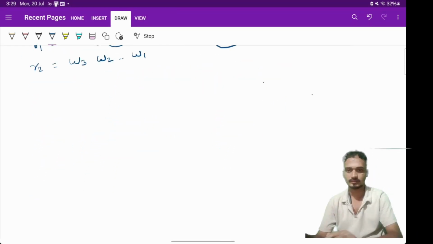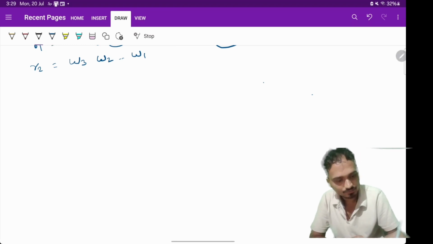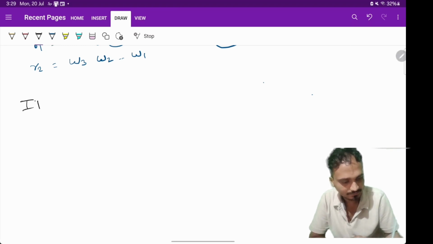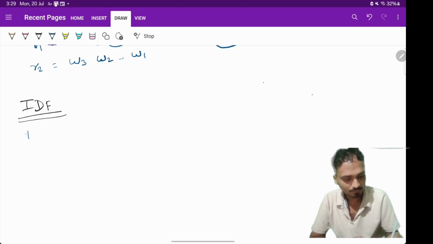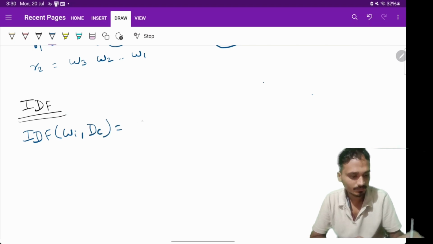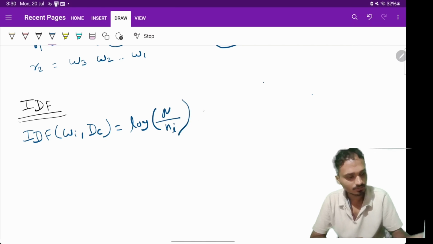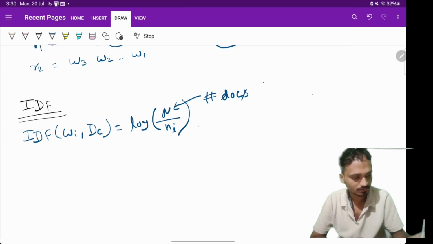Now let's see the IDF. I already told you the full form of it, inverse document frequency. The formula for IDF is: IDF of Wi, comma, document C, is equal to log of N divided by ni. We will see what N is. N here is the number of docs. Don't worry, I will tell you what docs are.